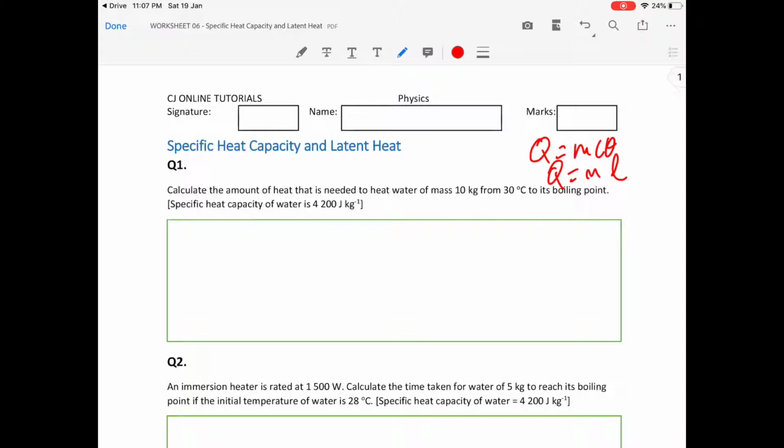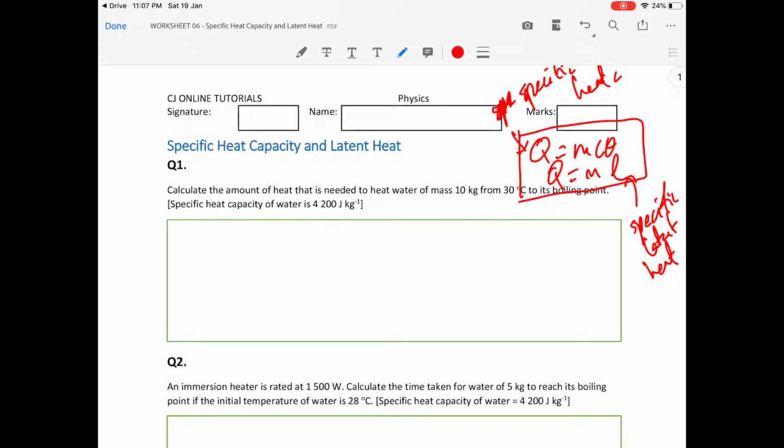The top one uses the specific heat capacity c. The bottom one uses the specific latent heat. So you must be able to tell the difference between both of them and when to use them. I strongly advise, once again, if you're not familiar with these two equations, do not attempt this worksheet first. Go back and revise your notes first. You need to be familiar with them before we can continue using them.